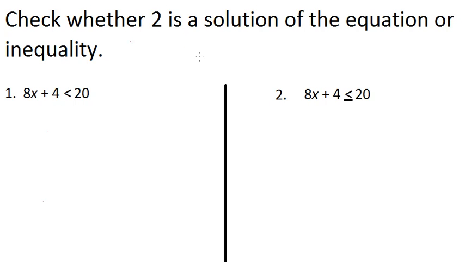So the first thing we're going to do, always, when we want to check whether a number is a solution of something, is plug that number in for the variable. So here we're checking whether 2 is a solution, and so we're going to plug in that 2 for x. We're going to put a 2 where the x is, put it in parentheses, and bring down everything else in our inequality. So that's 8 times 2 plus 4, and then we've got is less than 20.